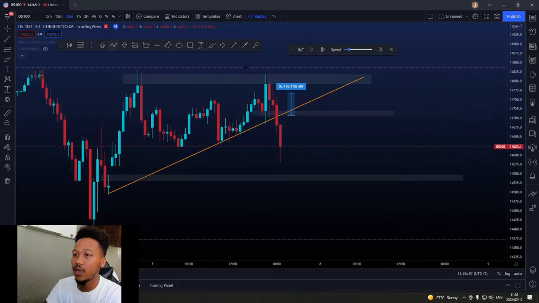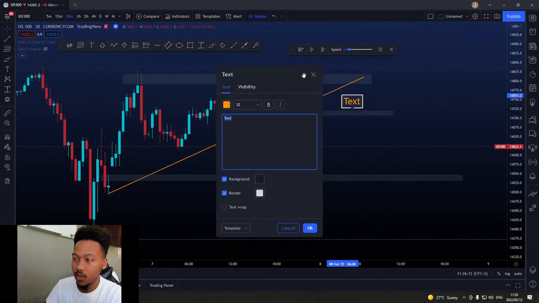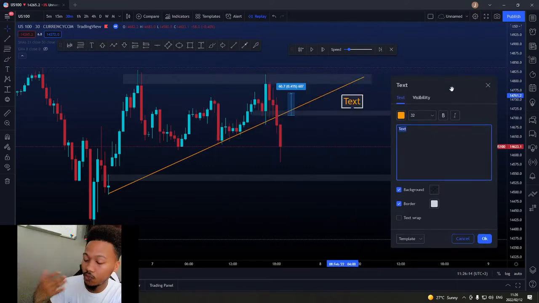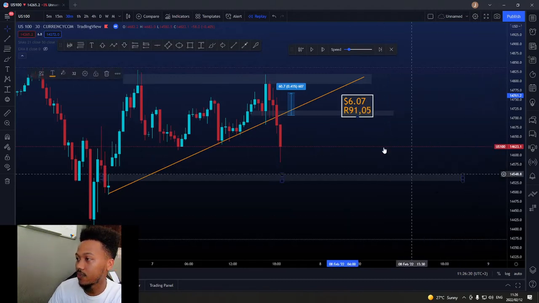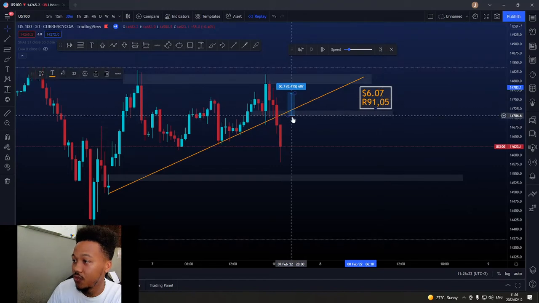Now let me get out my actual tool over here, and we're going to accommodate once again for a dollar account and an actual ZAR account. On a dollar account, you will be risking $6.07. On a ZAR account, you will be risking 91 ZAR. If you're going to enter from this region over there, boom.